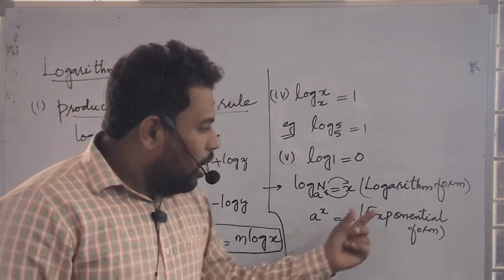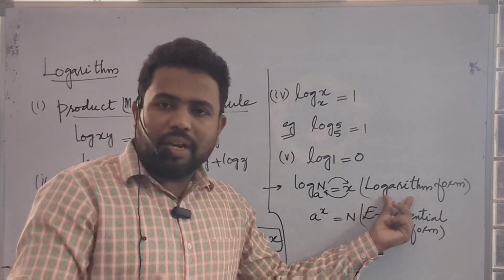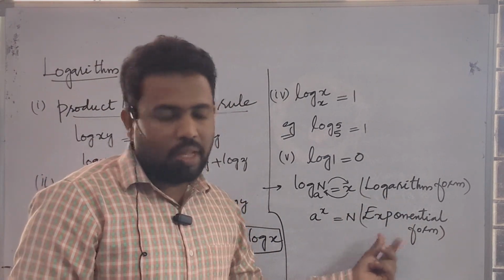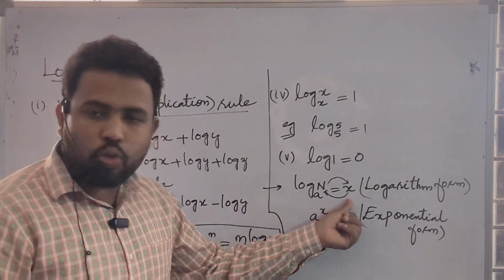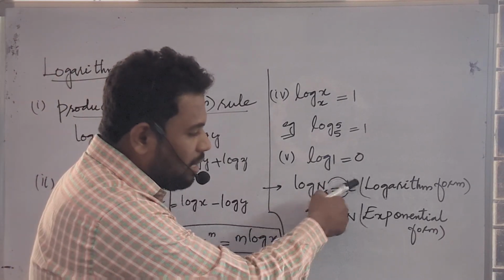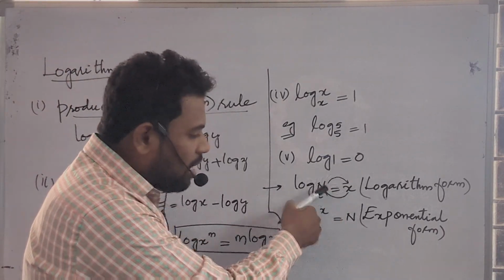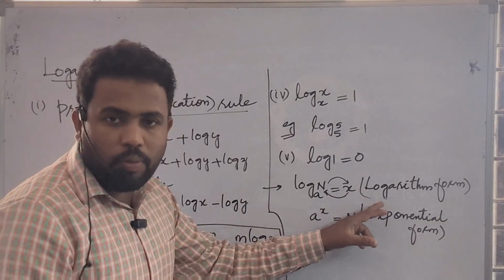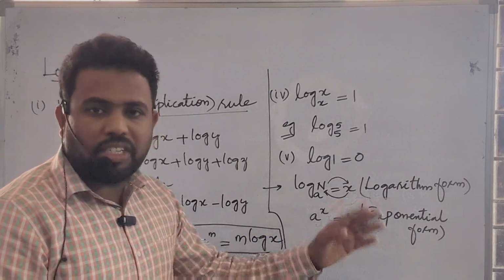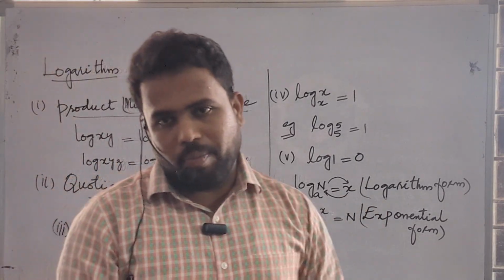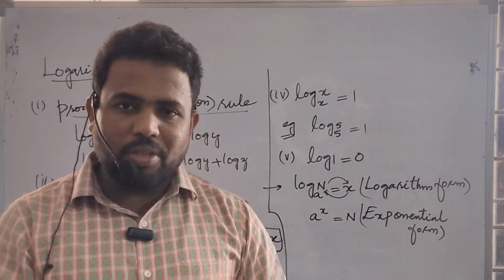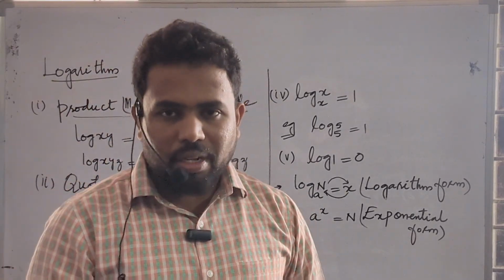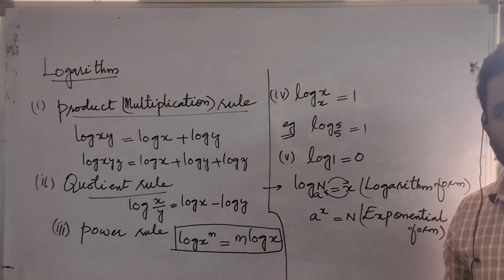And here, logarithm form can easily be converted into exponential form. So log n base a equals x. If we just shift n in place of x and bring x in place of n, the logarithm form will change into an exponential form. I hope you understood these rules which I have written on the board. Clear. Very basic, simple rules here.